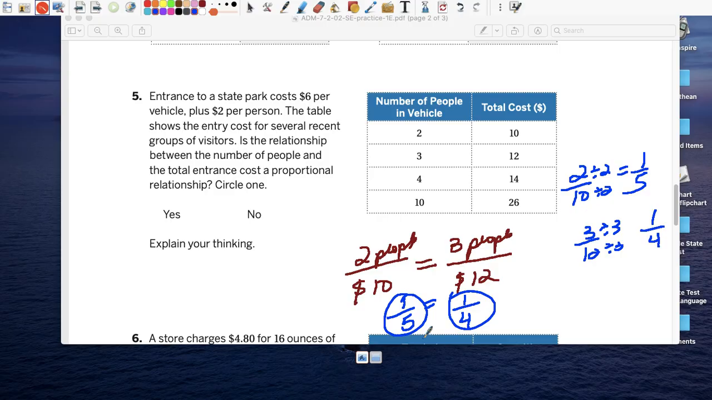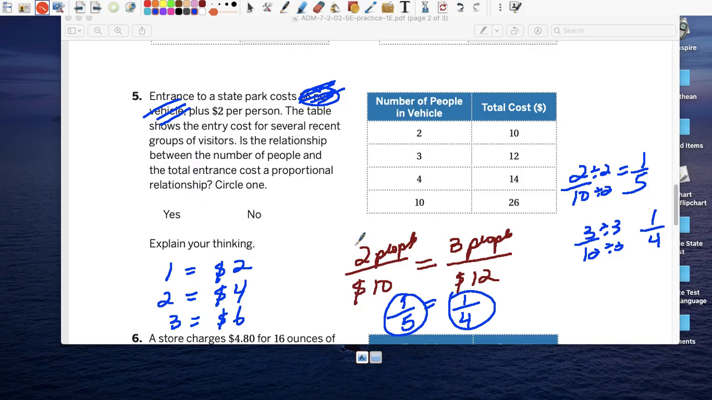The problem here is the parking. So if it was without the parking, think about this. Entrance to a state park costs $6 per vehicle. Let me take the vehicle part out, and it was just $2 per person. And the car was free. So think about this: one person, $2. Two people come into the park, it'd be $4. Three people come in the park, it'd be $6. That would have been a proportional relationship.